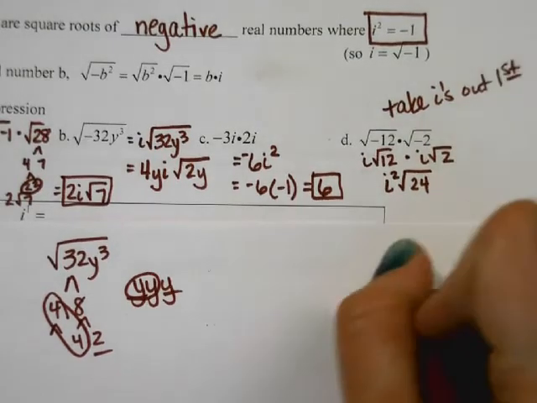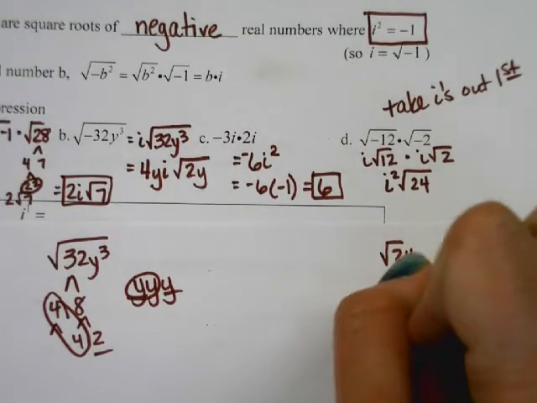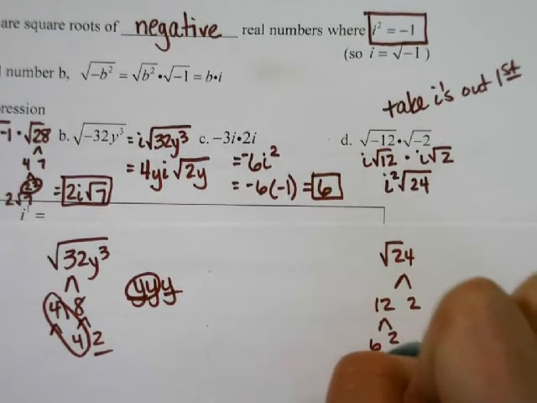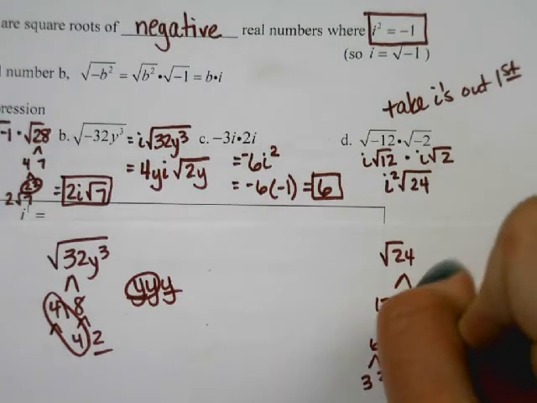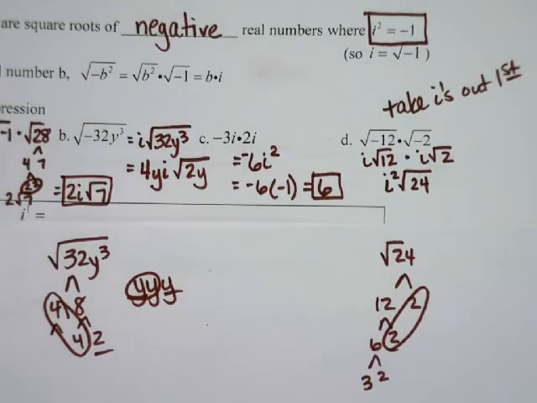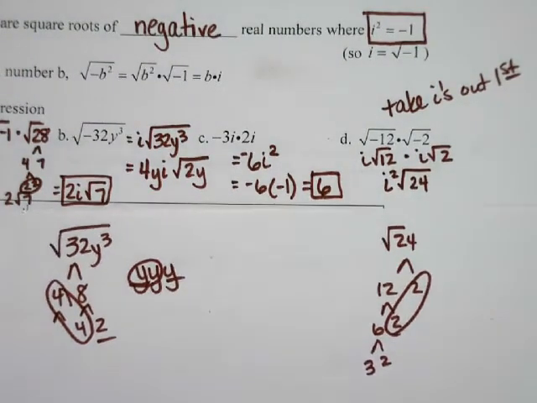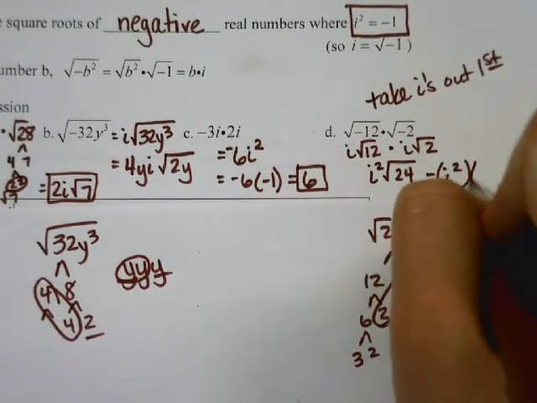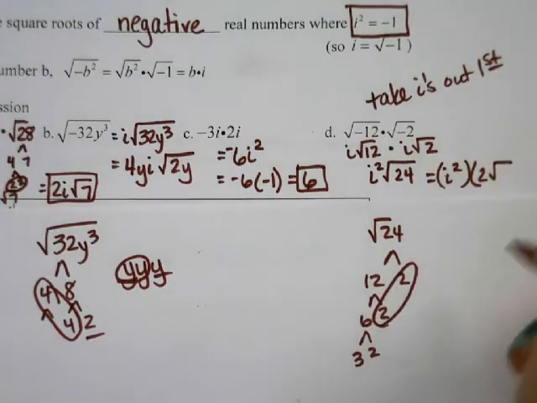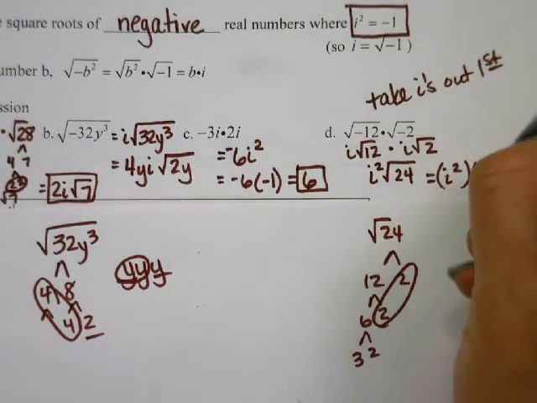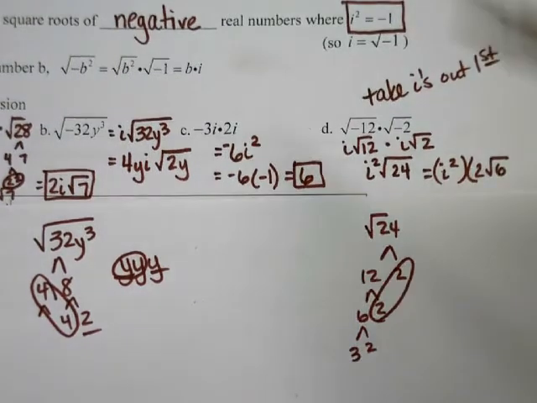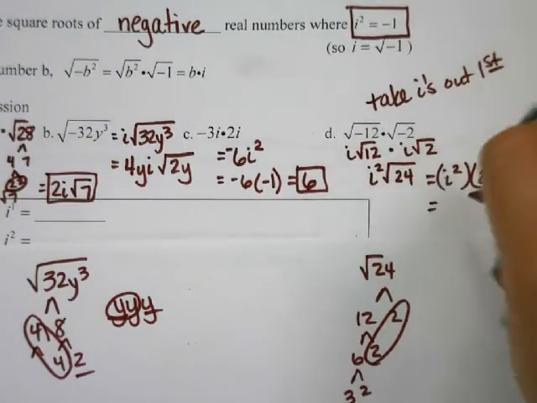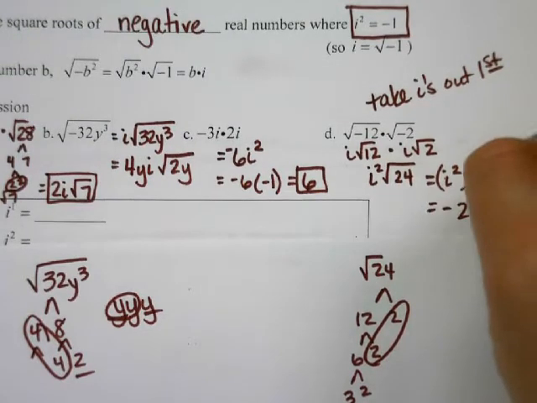Let's factor 24. We just did 12 and 2, and 2 and 6, and 2 and 3. So a group of 2's gets to come out. So this is i squared times 2 root, 2 times 3 is 6. And we remember i squared is negative 1, so I'm going to change that to negative 2 square root of 6.